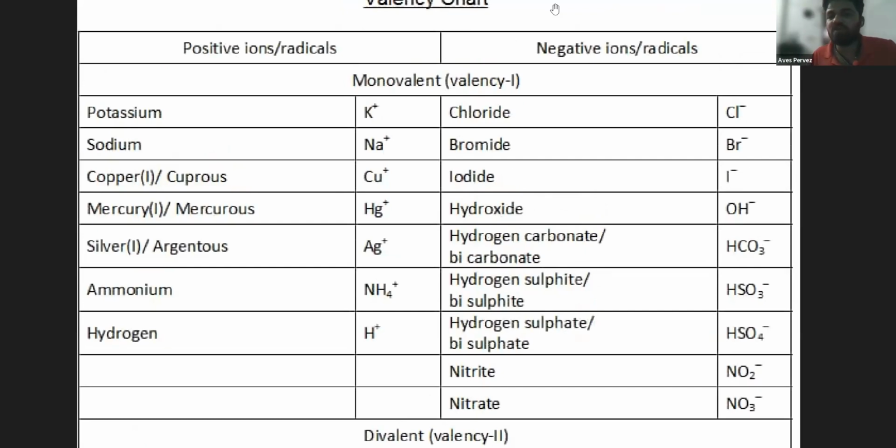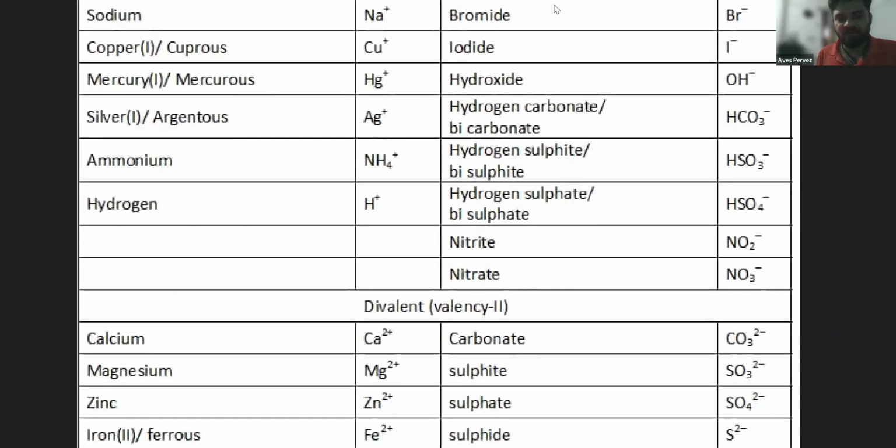Potassium is going to have +1 valency. Sodium is going to have +1 valency. Copper, mercury and silver are going to have +1. If there is only a plus sign, with no 1 or 2 written, it means +1. Chloride ion is going to have -1 valency. Bromide ion is going to have -1. We will send you this chart. Calcium has +2. So you have to note it down in your copy.